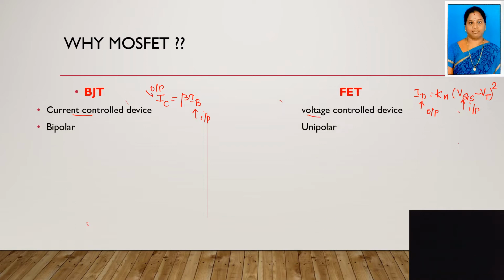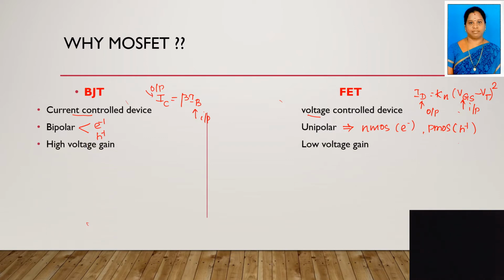The next difference is that BJT is bipolar. I told you bipolar in the sense the current conduction depends on both electrons as well as holes. Whereas MOSFET is unipolar. That means the current conduction depends upon the majority carrier. Suppose if you have the N-MOS, the majority is electrons, whereas in P-MOS the majority is holes. So the current conduction in MOSFET depends only on the majority carrier, not both. Whereas in BJT it depends on both the carriers.